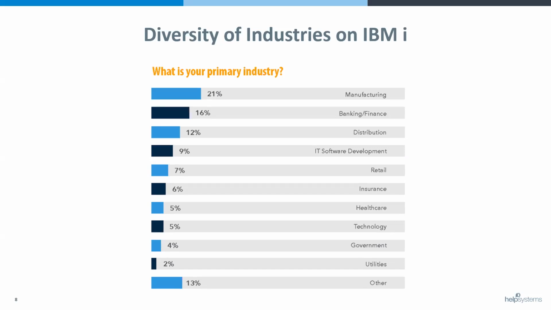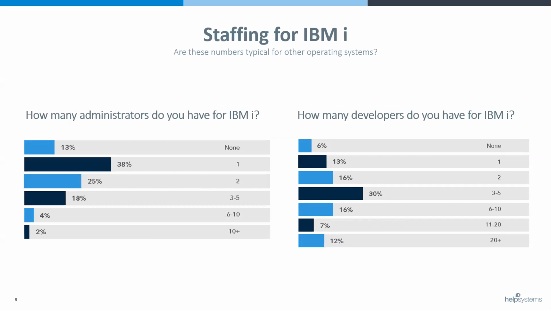And then we start looking at staffing on IBM i. One of the things that's really interesting about this platform, and the good and bad of it, is that if you look at our survey result, 51% of the market had one or less administrators, right? Think about that. Who in their right mind would run their Windows servers without 2 or 3 Windows administrators?